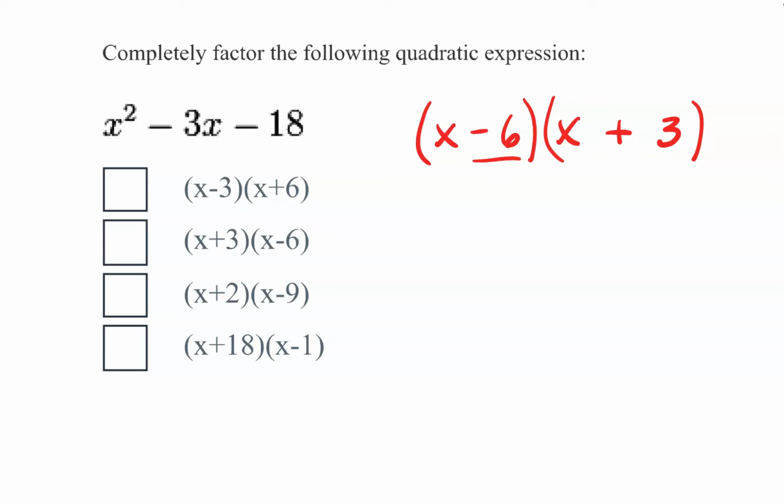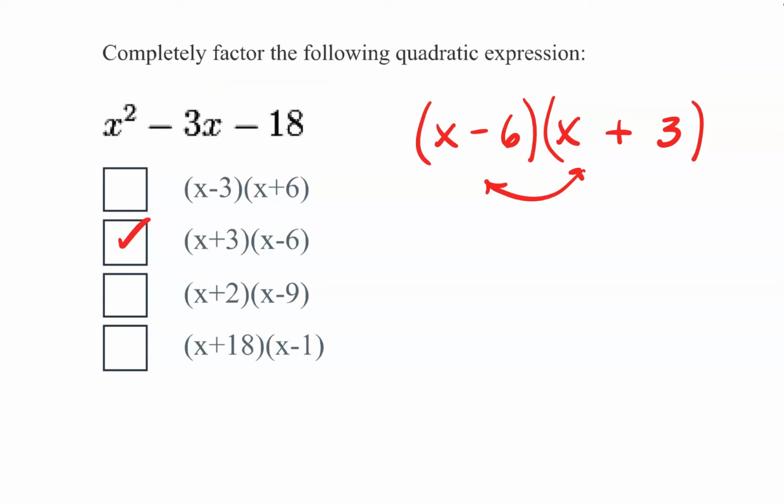Again, -6 times +3 multiplies to make -18. -6 plus 3 adds to equal -3x. So x plus 3 and x minus 6, there you are, answer choice number 2. Now, we do have an answer that's out of order, but we had mentioned this in class before. Multiplication's commutative, so it doesn't really matter the order that you write them in. They both mean the same thing. Both of these factors are the correct ones for this particular example.